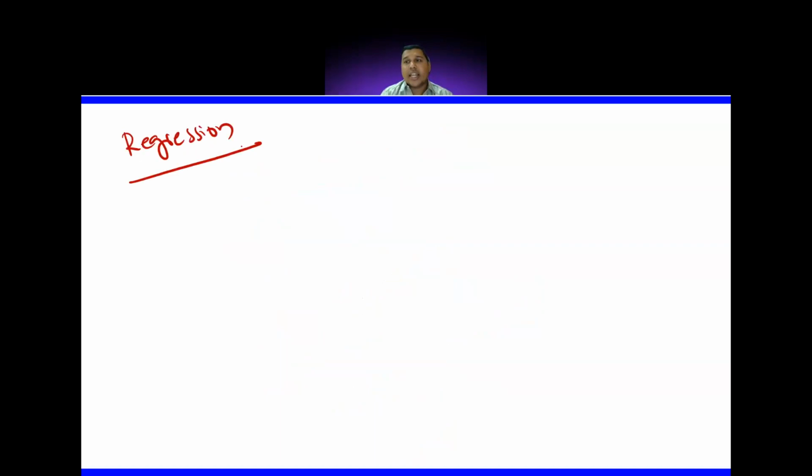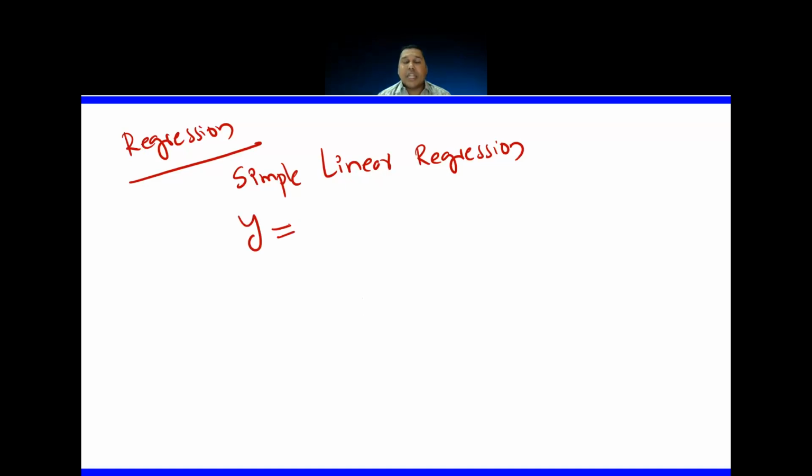Here there are multiple kinds of regression. The first one is simple linear regression. We'll see a numerical example of how we try to generate a regression equation. In simple linear regression, the dependent variable y depends only on a single variable, like this: wx plus b. This y is dependent on a single variable.